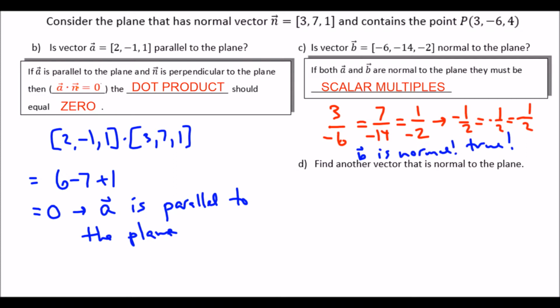All right, find another vector that's normal to the plane. So what I can just do is take my normal and multiply by any scalar, so k times the normal. Here let's do 2 times the normal, which is 3, 7, 1. That would be the vector 6, 14, and 2. So that is another vector that is normal to the plane. Done. All right, continuing on.